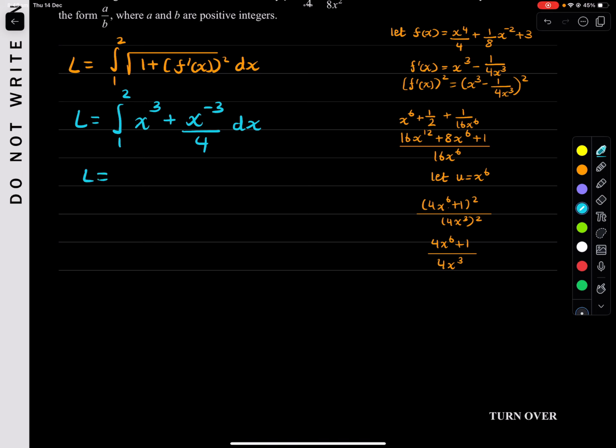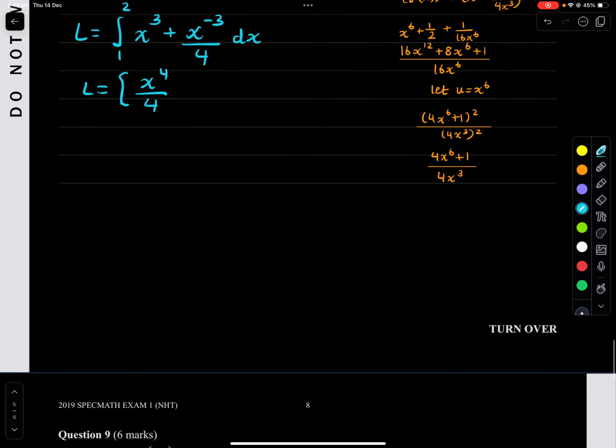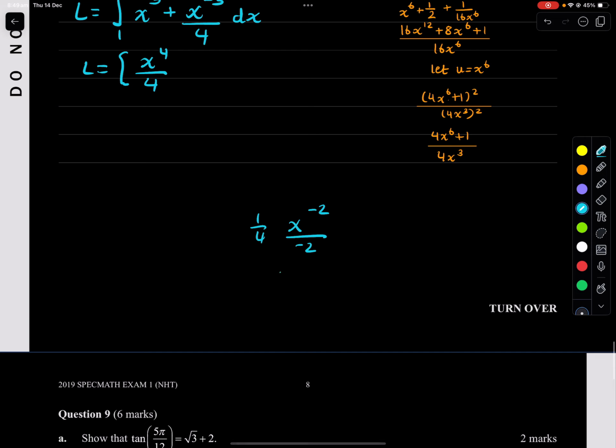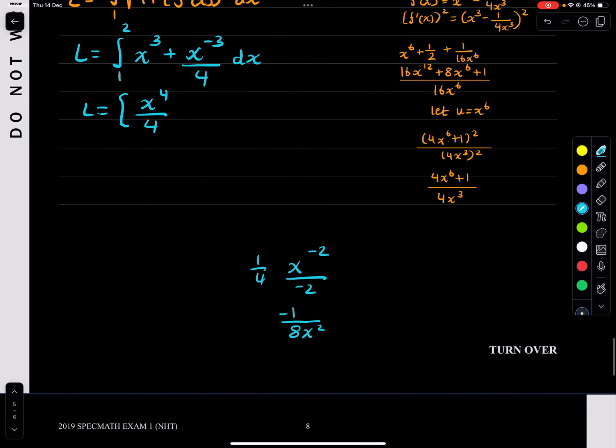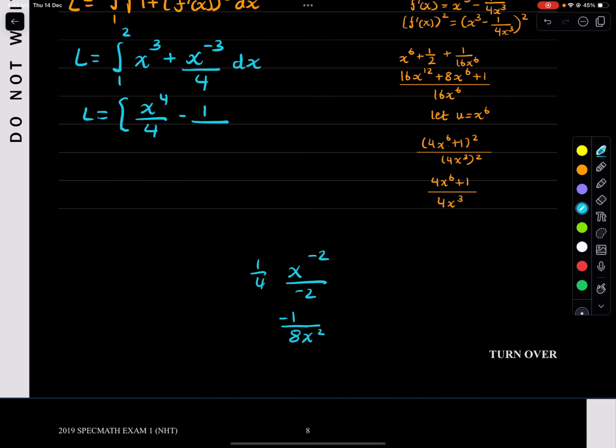Now let's simplify this. So the length is going to be the integral of x to the power 4 over 4. And this one over here is what? So we have this. If I added 1, it'll be negative 2. And dividing it by negative 2, we get negative 1 over 8x to the power of 2, yeah? Is that right? Looks good. So let's write that down. Negative 1 over 8x squared from 1 to 2. Done.